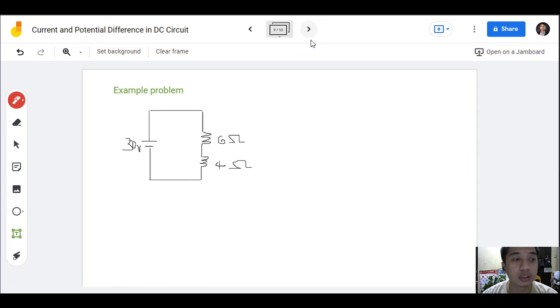Okay. To explain further, let us have an example problem. Let's say we have 30 volts and two resistors, a 6 ohm resistor, and then we have another resistor which is 4 ohms.